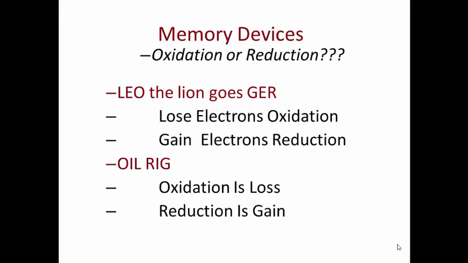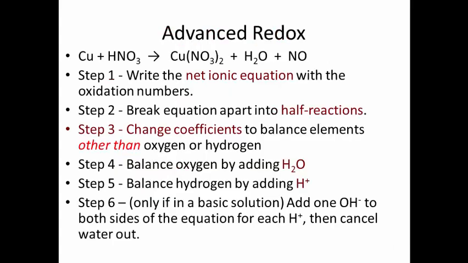One of the tougher types of reactions for you, because you haven't had a lot of exposure to it, are oxidation-reduction reactions, or redox reactions. Here's a helpful hint: Leo the lion goes GER. If you lose electrons, it's oxidation. If you gain electrons, that's reduction. Or OIL RIG, where oxidation is losing electrons and reduction is gaining electrons.